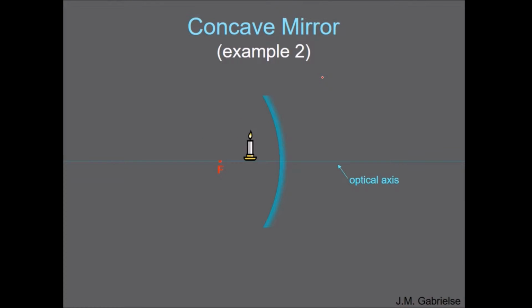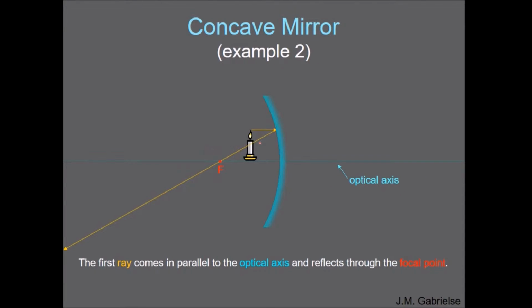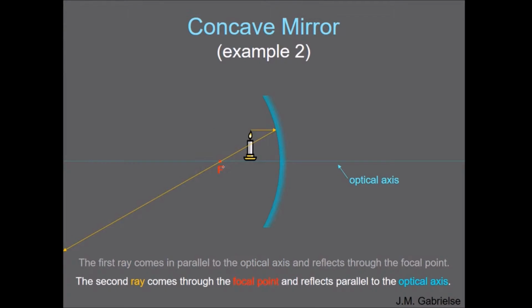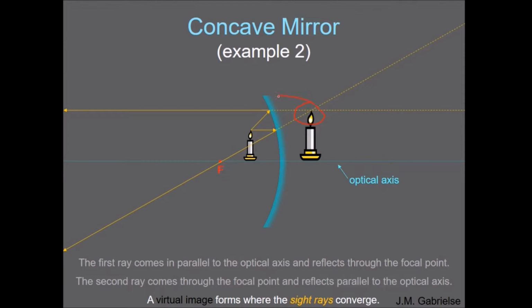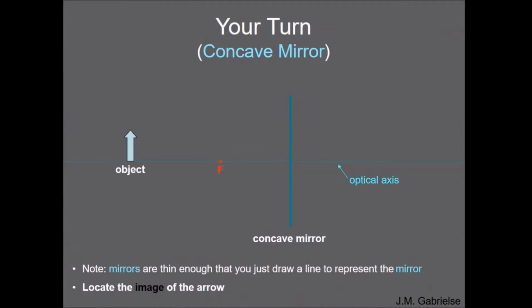This is another example of a concave mirror, example 2. This is the optical axis. The first ray comes in parallel to the optical axis and reflects through the focal point. The second ray comes through the focal point and reflects parallel to the optical axis. The real image forms where the rays converge. The virtual image forms where the sight lines converge.